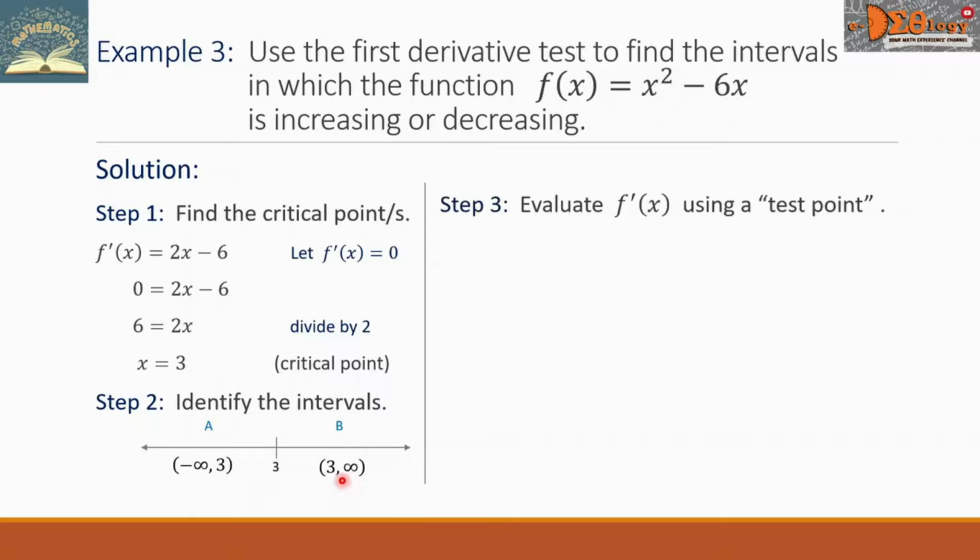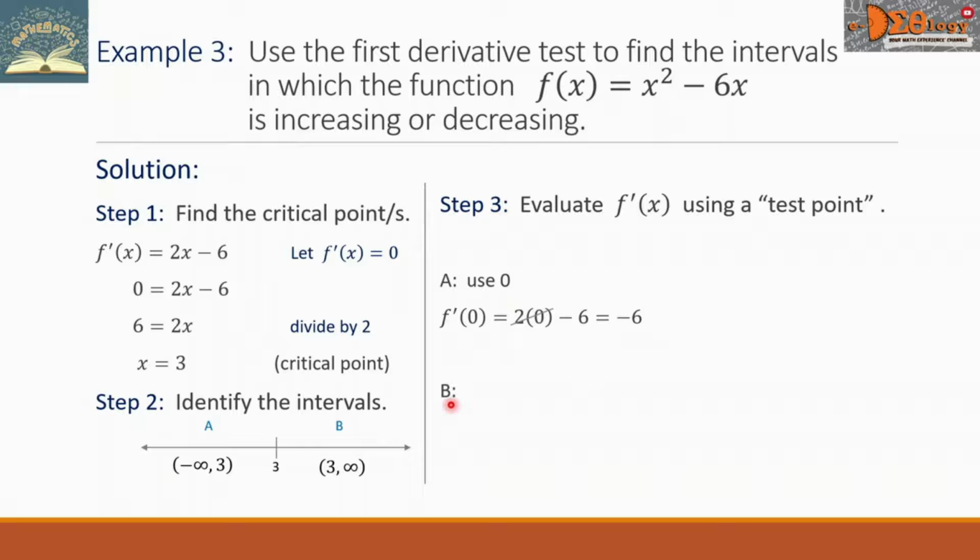Then step 3. We evaluate f prime of x using a test point for each of the interval. Let's begin with interval a. Notice that in a, the value 0 is there. So let's use that 0 for easy computation. So we have f prime of 0. That will be 2 times 0 minus 6. 2 times 0 is cancelled out. It is 0. So finally, the answer is minus 6.